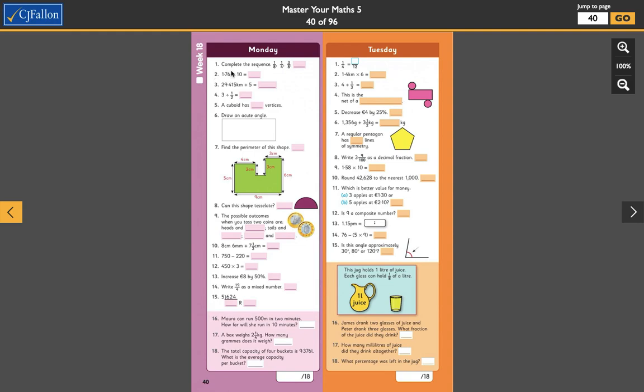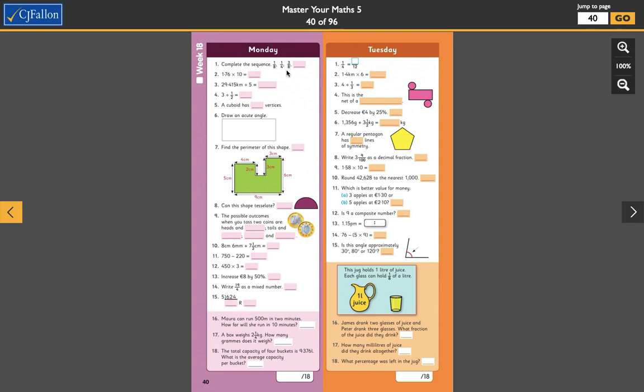Number 1. Complete the sequence. 1/8, 1/4, 3/8. What comes next? With any sequence, you need to see what is the difference between the two numbers to see is it increasing or decreasing. And then you do it with the second and third number to see the same, is it increasing or decreasing, and by how much.